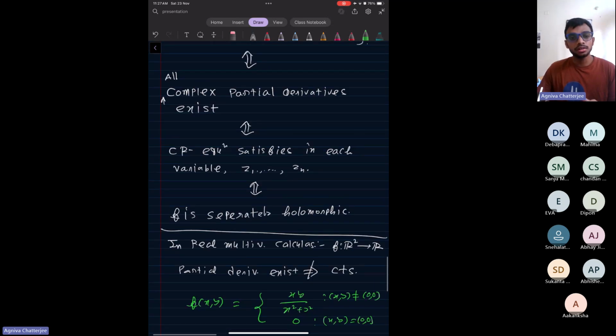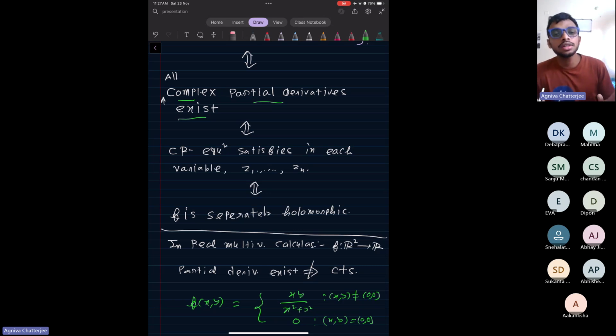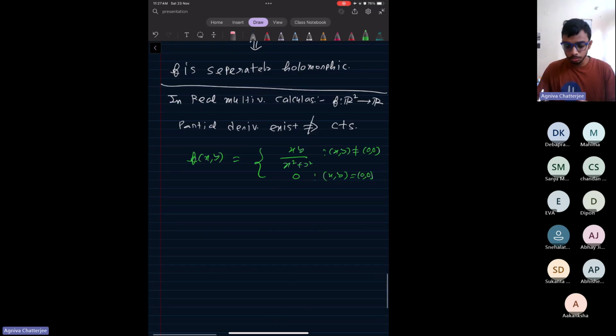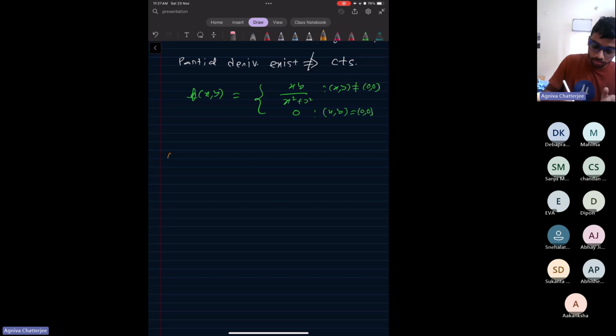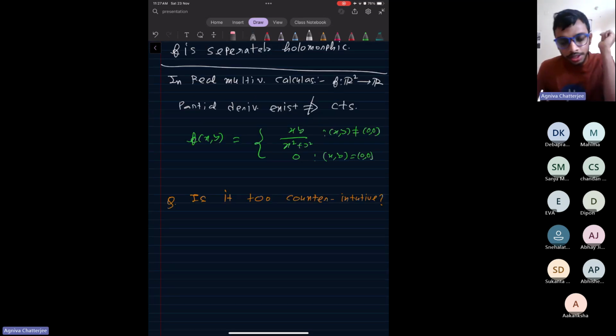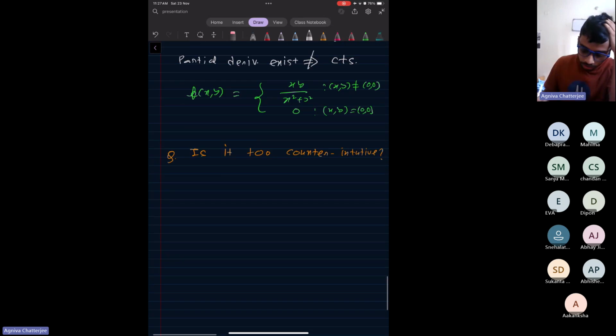What I'm saying over here is that it is enough for holomorphicity that all the complex partial derivatives exist. So there is a counterintuition happening over here, right? My point is, is it too counterintuitive? Question: is it too counterintuitive?